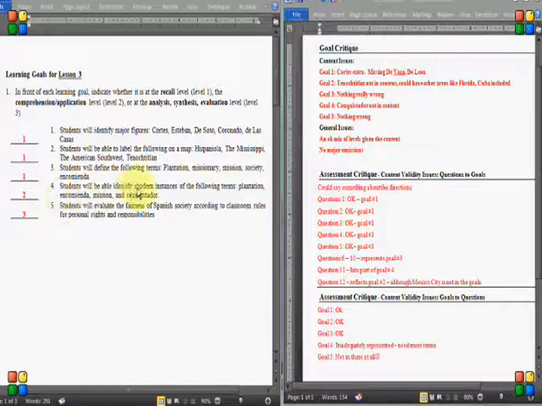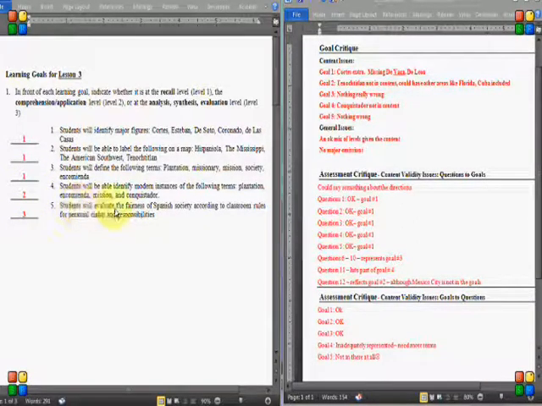Goal 4, students will be able to identify modern instances of the following terms: plantation, encomienda, mission, and conquistador. Again, I'm using identify here just like in goal 1, but identifying modern instances suggests to me that they're going beyond what is in the text and they need some kind of outside knowledge. So that does not make it a level 1, it makes it more of a level 2. Could be a level 3, but at minimum it has to be a level 2, so that's the goal that I'm going to put here.